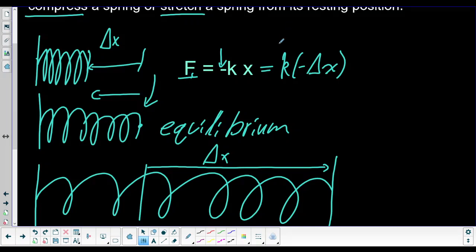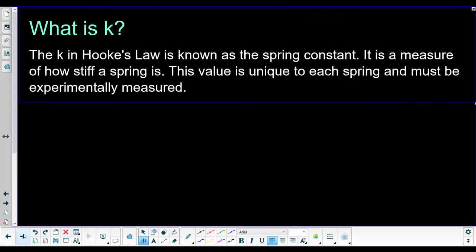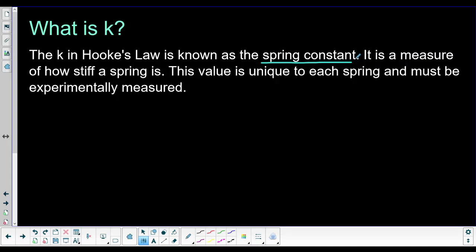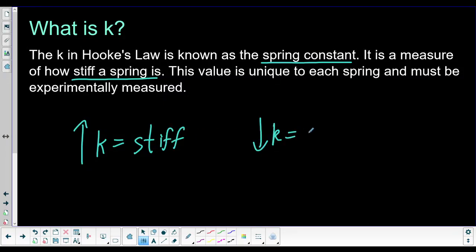Okay. Let's go ahead and talk about k. What is k? In Hooke's law, it's known as the spring constant. It is a constant value. It doesn't change for your spring. And it's a measure of how stiff your spring is. Big k equals very stiff. Small k equals squishy.